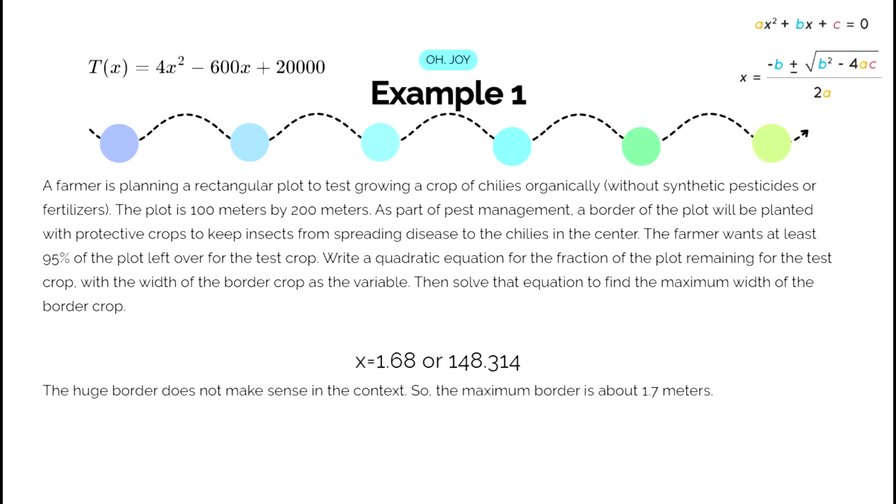Rounding is a thing. The huge border does not make sense in the context, right? We're not going to have a border that's 148 meters wide. I mean, that's insane. So the maximum border is about 1.7 meters. So you need to take into consideration the context of the question. If you have a 100 meter by 200 meter area, you're not going to make a border that's 149 meters. That's obviously not reasonable if you're going to have this be 95% chilies. That's not going to work. Okay? So there's example 1.